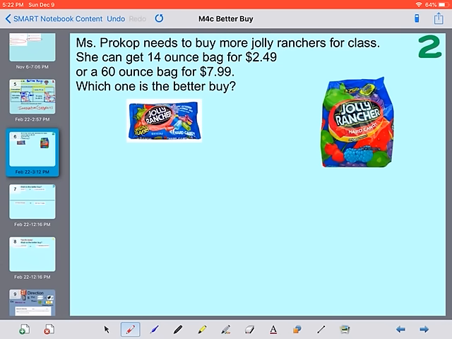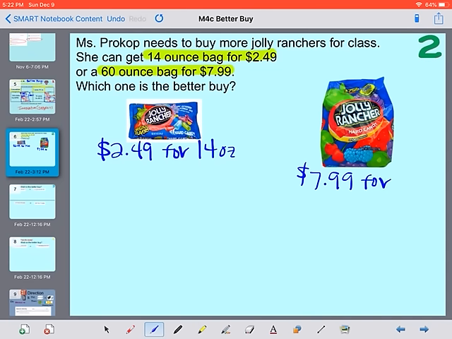So let's look at another example. Ms. Prokop needs to buy more Jolly Ranchers for class. She can get a 14-ounce bag for $2.49. So this one is $2.49 for a 14-ounce bag. OZ is ounces. Or she can get a 60-ounce bag for $7.99. So over here it costs $7.99 for 60 ounces. Which one is the better buy?